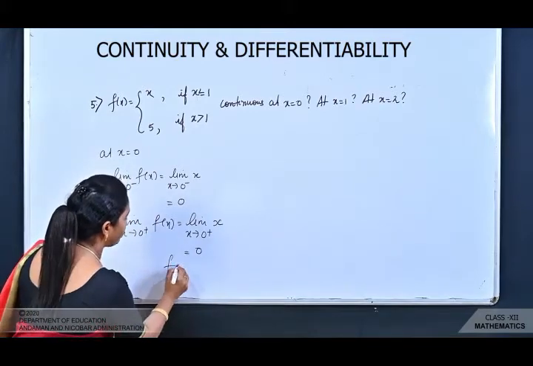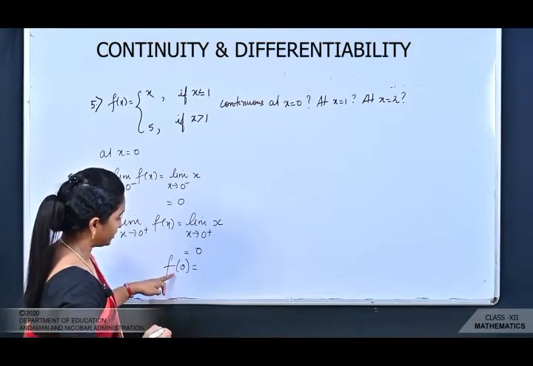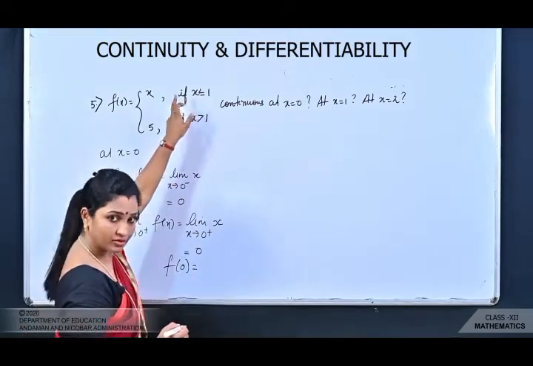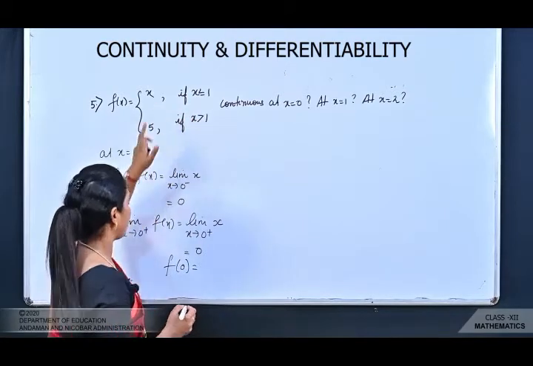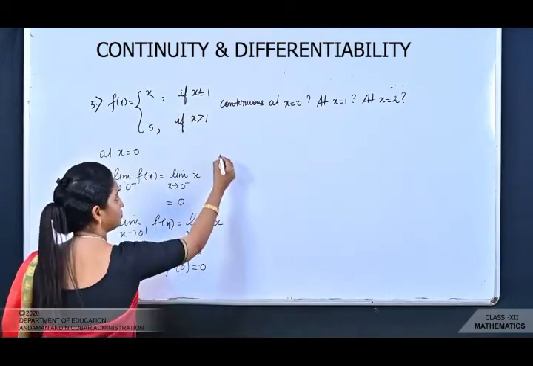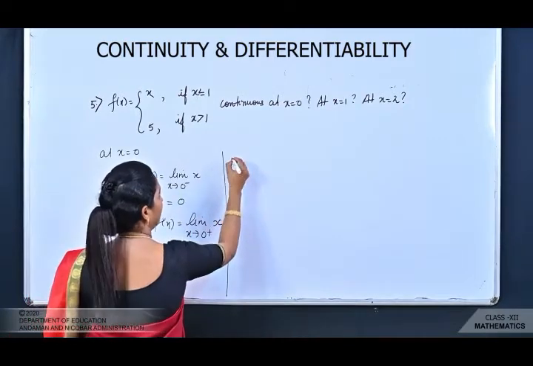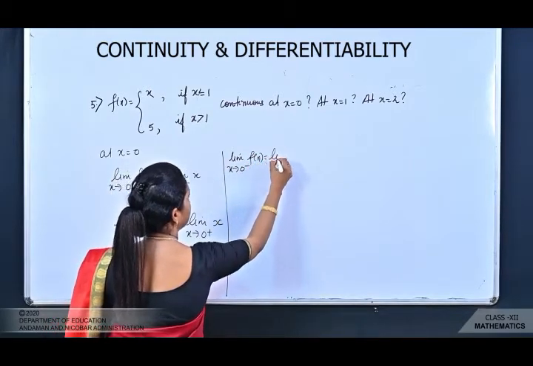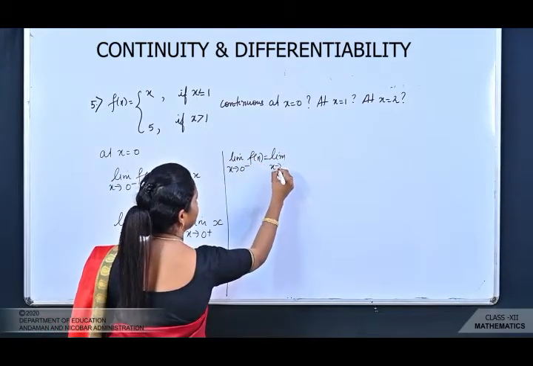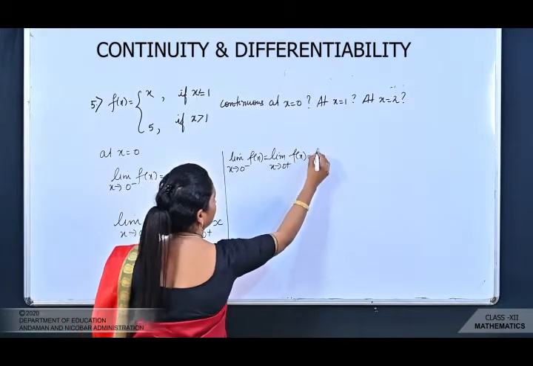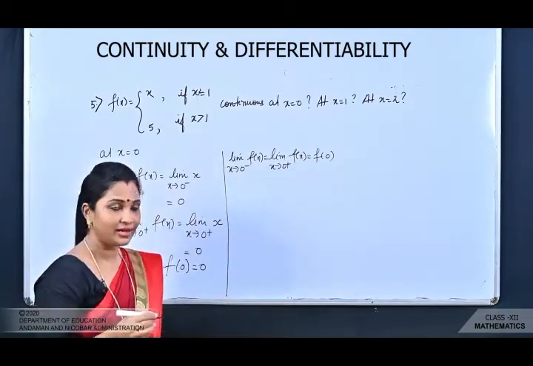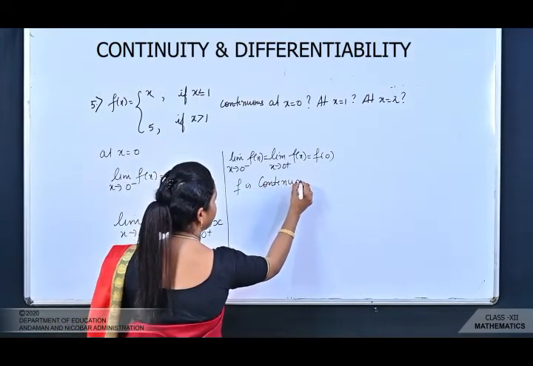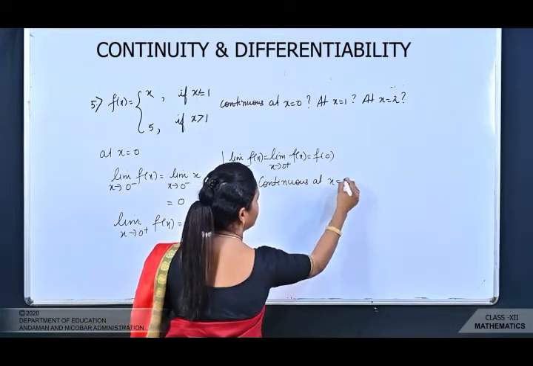Again we will find f(0), the value of the function at that particular point. f(0) again comes in this same condition, so it is 0. तो यहाँ पे 0 आ गया. तो दैट मीन्स आपको क्या मिला? आपको मिला limit x tends to 0 minus f(x) is equal to limit x tends to 0 plus f(x) is equal to f(0). Clear? So you have proved that the function is continuous at x is equal to 0.